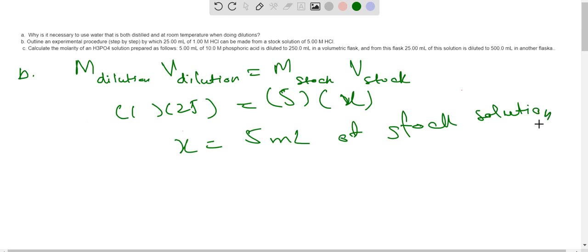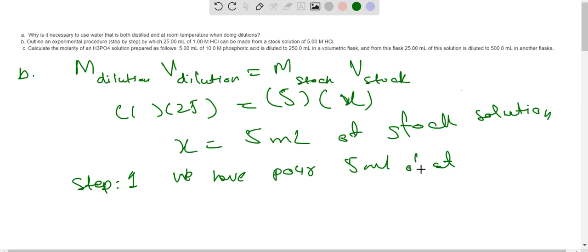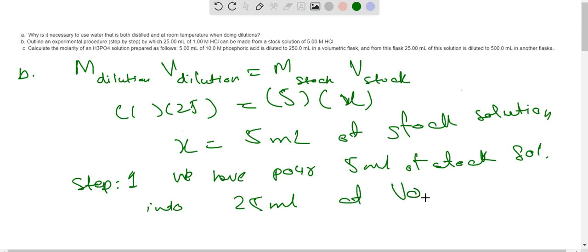solution. So step 1 is that to make 25 ml of 1 M HCl from 5 M HCl, we pour 5 ml of stock solution into a 25 ml volumetric flask.